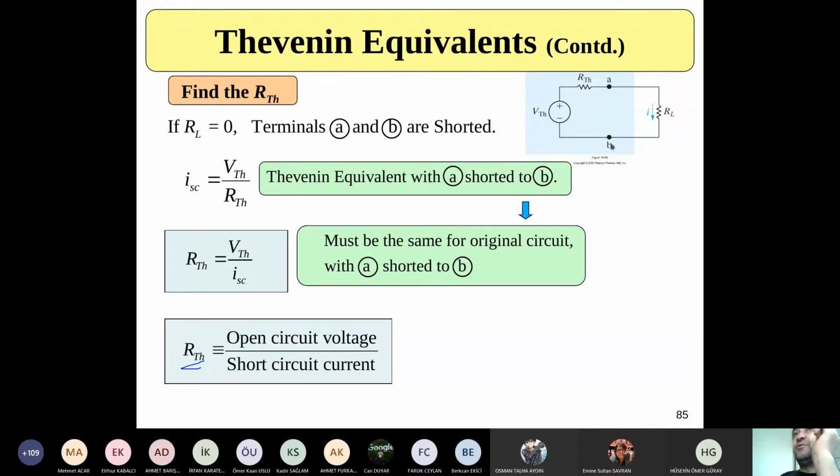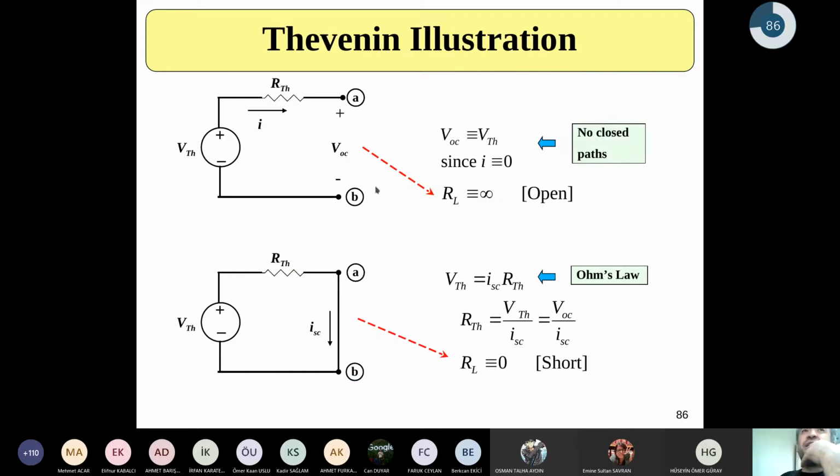Just open circuit the terminals, measure the voltage, then short circuit the terminals and measure the current there. The open circuit voltage will give you the VTH value, and the ratio of VTH to the short circuit current will give you the RTH value. This also gives us something else, and this is the Thevenin illustration.